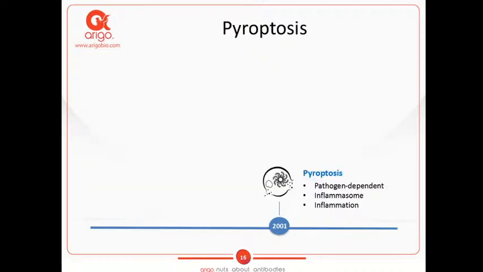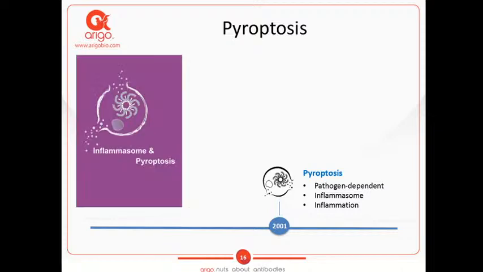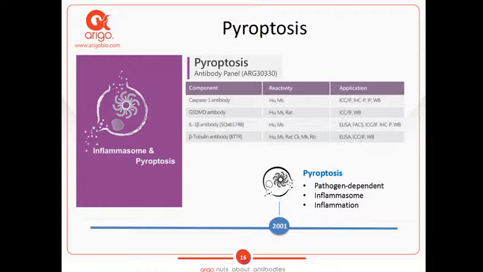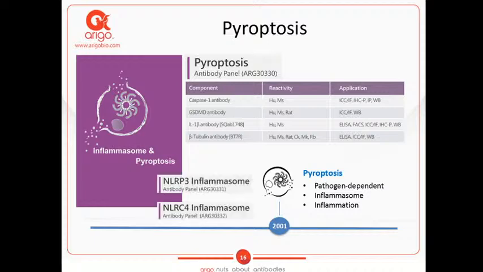Pyroptosis usually is pathogen dependent, and involves inflammasome formation. Pyroptosis also induces inflammation. To facilitate the research, arigo offers a ferroptosis antibody panel, which contains the antibodies required for ferroptosis research. Besides, arigo also offers an NLRP3 inflammasome antibody panel and an NLRC4 inflammasome antibody panel. Both antibody panels are useful for inflammasome research.